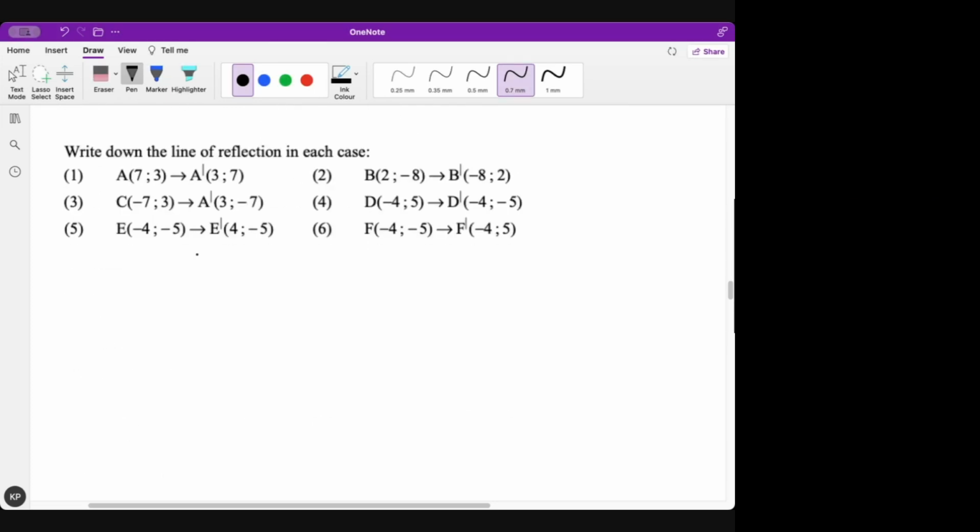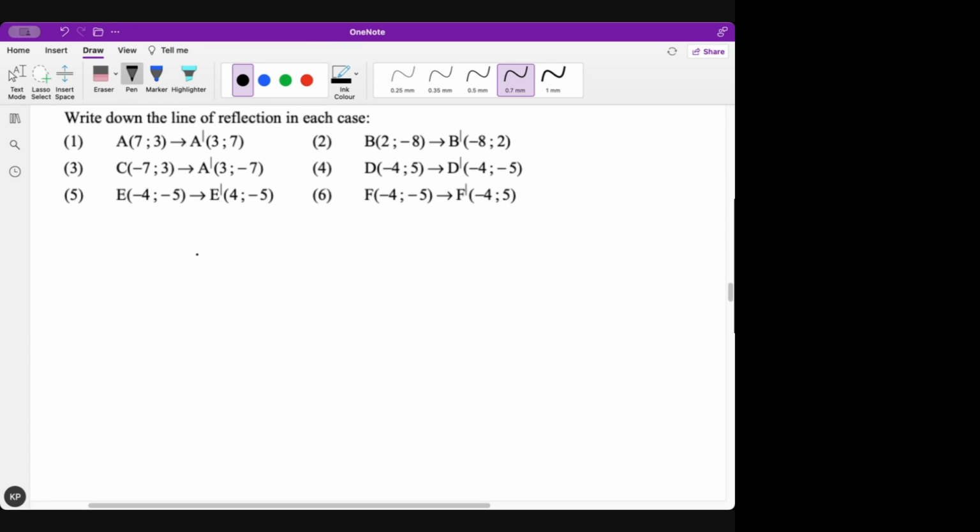All right. Now, they've given us a bunch of reflections and they want us to tell them, has this been reflected upon the y-axis, the x-axis, or the line y is equal to x? Okay, let's start off with number 1. A has been reflected from (7, 3) to (3, 7). So which type of reflection is that? Is it x-axis, y-axis, or y is equal to x? Nice, Seth. We've reflected this upon the line y is equal to x.